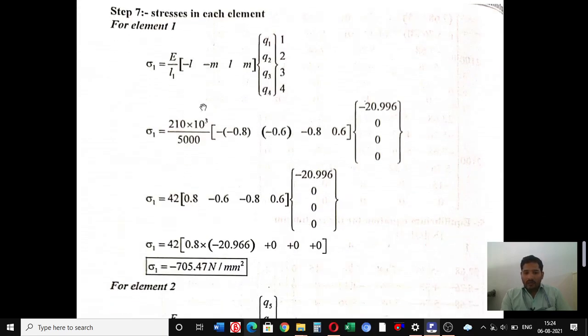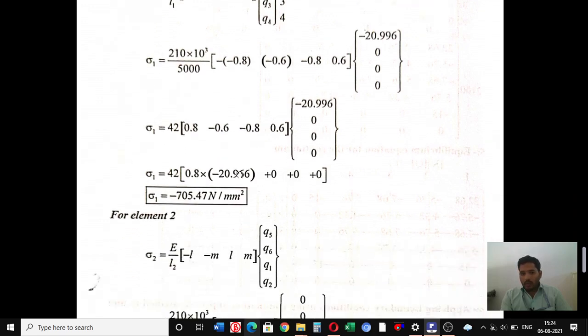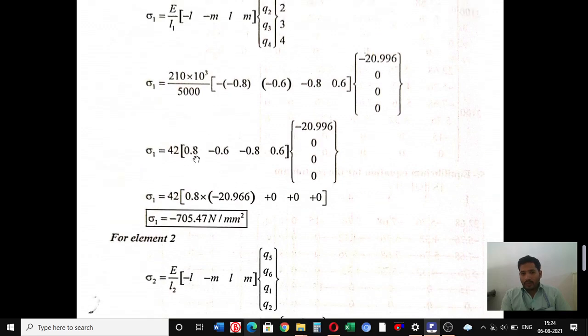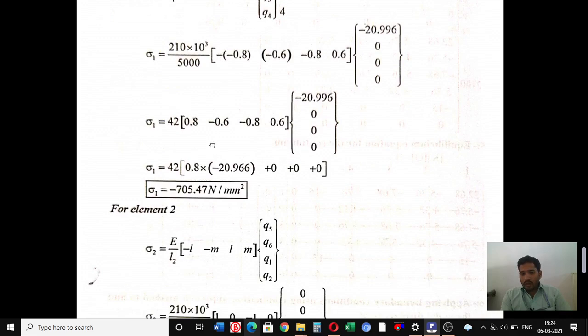After that, if you divide, you will get the value 42. Minus into minus becomes positive. 0.8 into 20.996 becomes 0.8. Minus 0.6 into 0 becomes 0. Always remember, just read this first row only. No need to multiply the whole value. Only 0.6 into how much? 20.96. Okay. Here you will get them. Let us see.